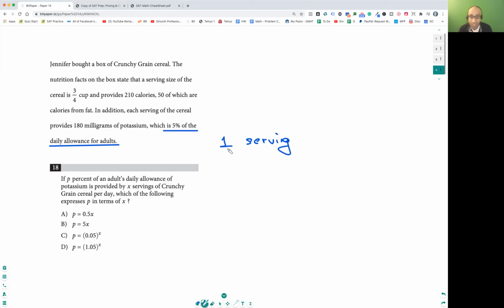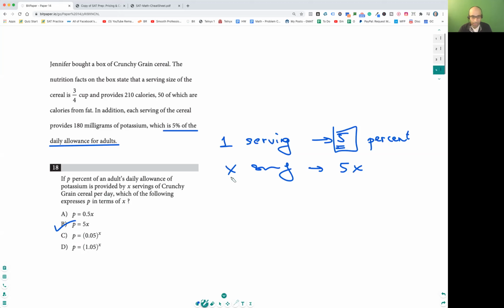So remember, what they're saying is 1 serving is 5%. So 1 is 5. And then X servings. Just think about it like this. 1 serving is 5, so X servings is how much percent? That's it. That's all it is. 5X. Nothing really to do on it. And that's why this is the answer.